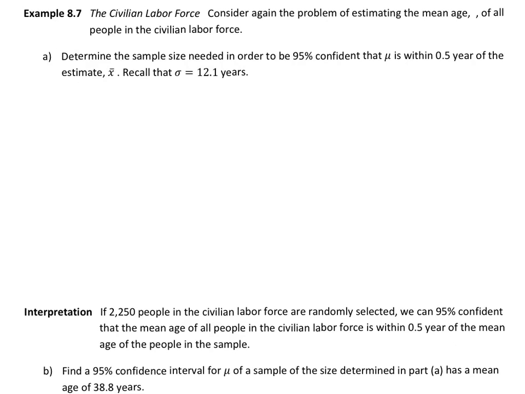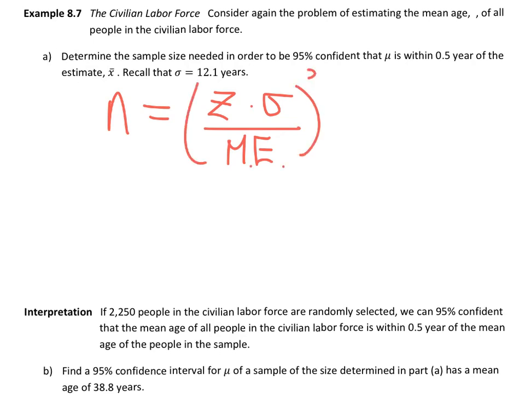Let me copy the formula. The n is the z-score times sigma over, let me say the ME, not just E, ME, the margin of error. Then square. It's good? Okay? So let me plug in one by one.